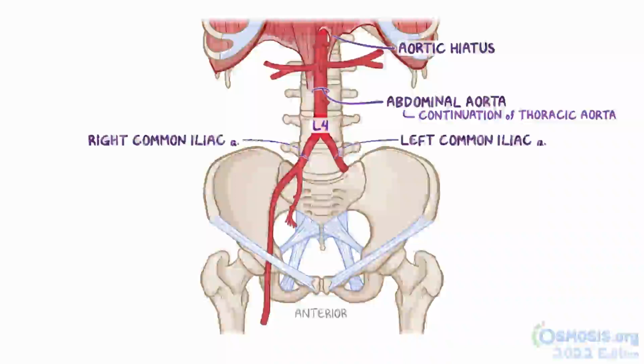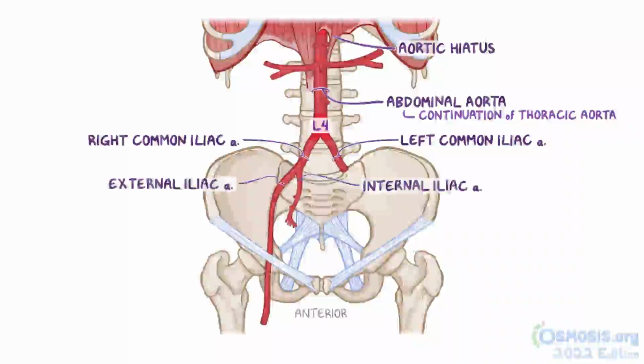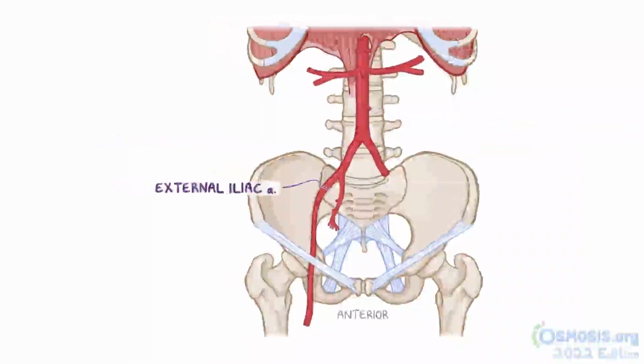Each artery runs inferolaterally and ends at the level of the intervertebral disc between L5 and S1 by dividing into the internal and external iliac arteries. Let's talk about each of those branches.